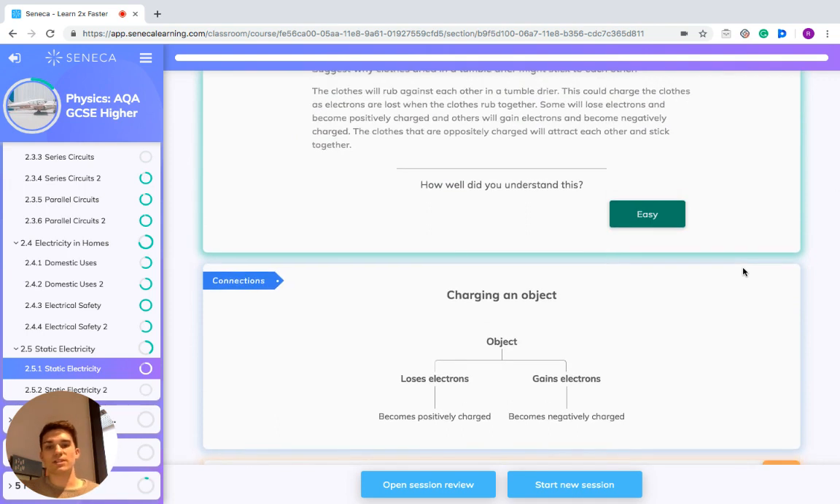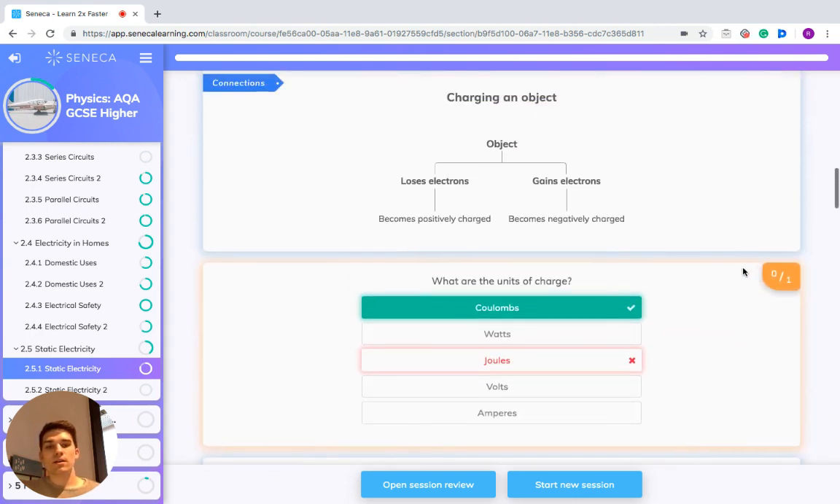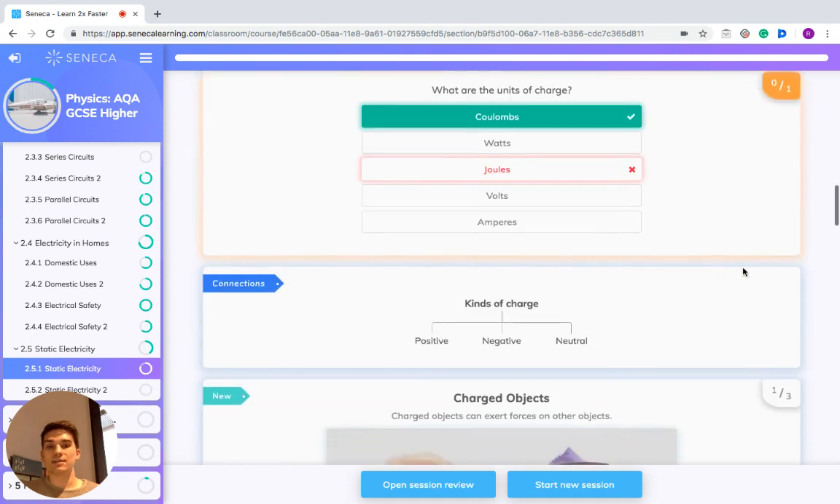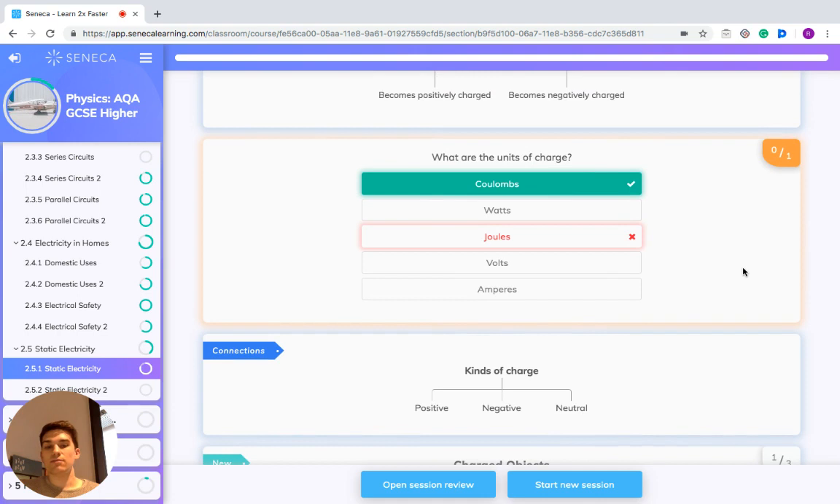So remember, you need to know an object, when it loses electrons, becomes positively charged. When it gains electrons, it becomes negatively charged. Now, you also need to know what the unit of charge is, and that is something called a coulomb. And you've got three kinds of charge. You've got positive, negative, and neutral.